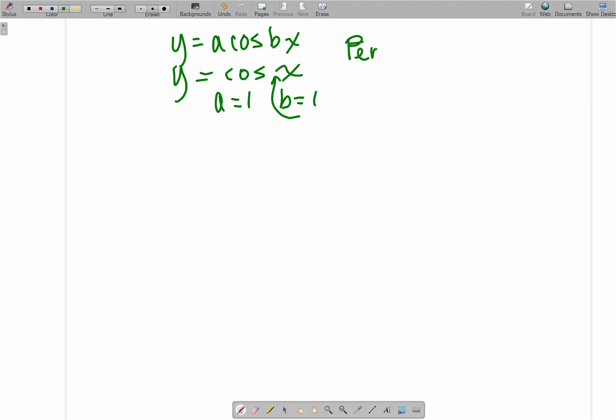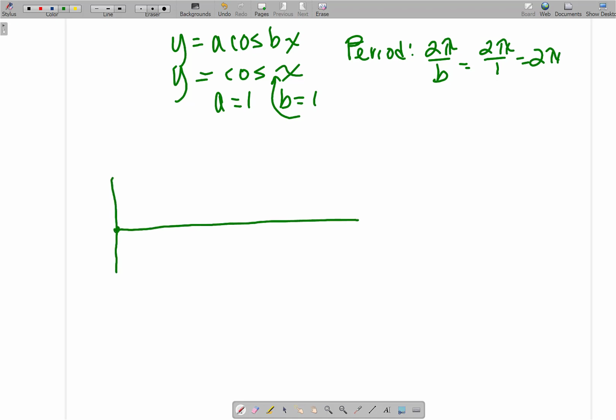So the period is always 2 pi over b, which is equal to 2 pi over 1, which is 2 pi. So when we graph, we're going to start at 0 and go to 2 pi. And again, if we break that into quarters, we have pi, pi over 2, and 3 pi over 2. We have the points 1 and negative 1.